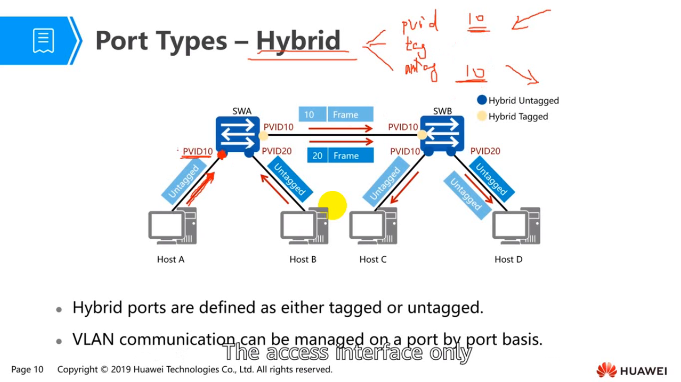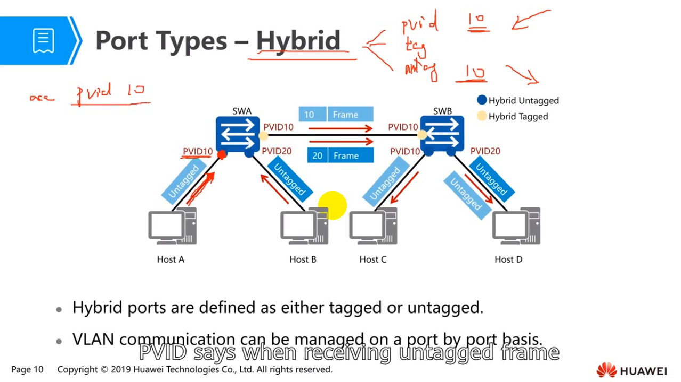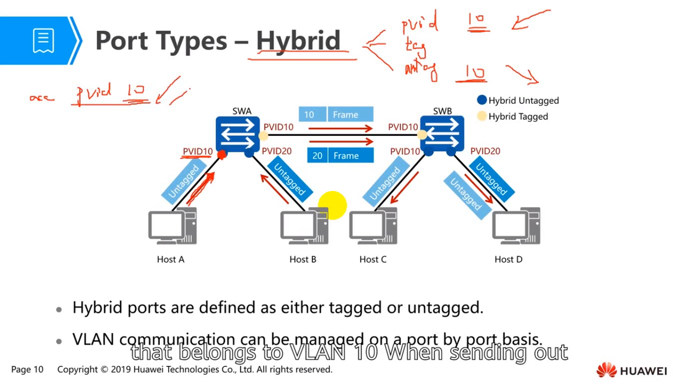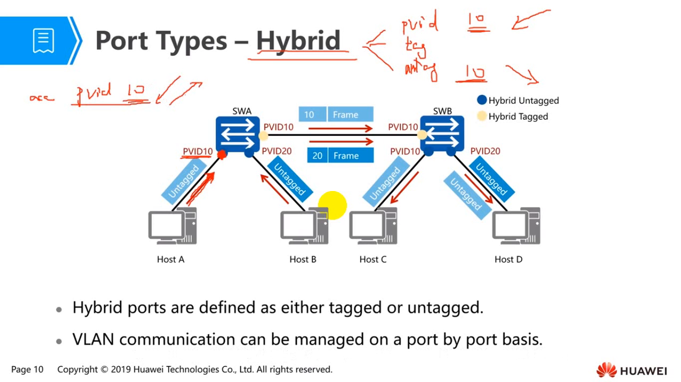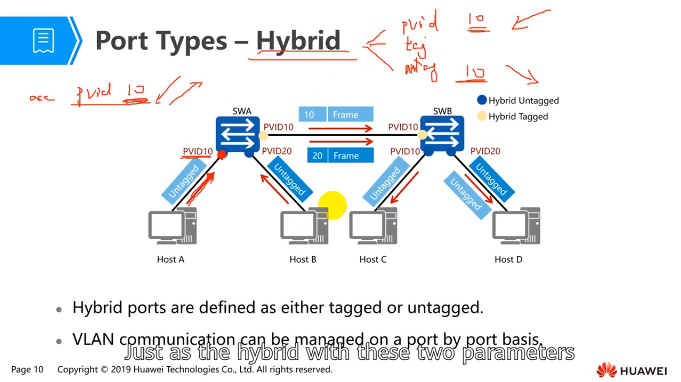The access interface only needs to configure one parameter, that's the PVID, 10. The PVID says that when receiving an untagged frame, it belongs to VLAN 10, and when sending out, it's VLAN 10 and the tag is stripped. Just as the hybrid with these two parameters.